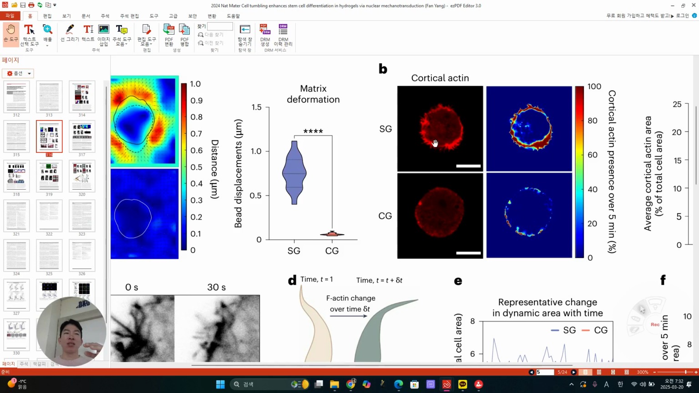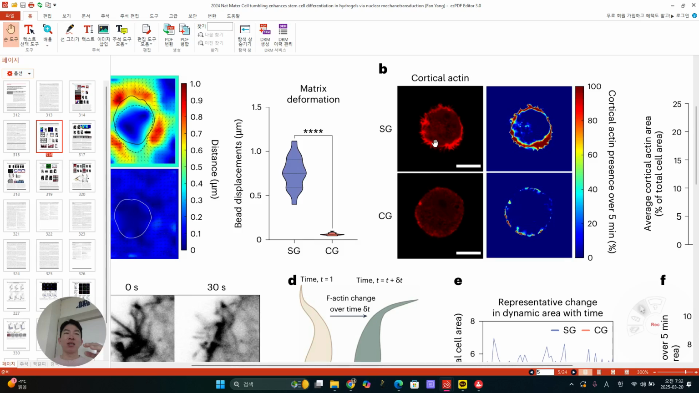So cortical actin is present over 5 minutes, but quite a lot in SG. Because of this, the cell can move the ECM. Without this actin, it cannot move. And then they check in detail. This is like 5 minutes. They check the 30 seconds, 0 and 30 seconds.